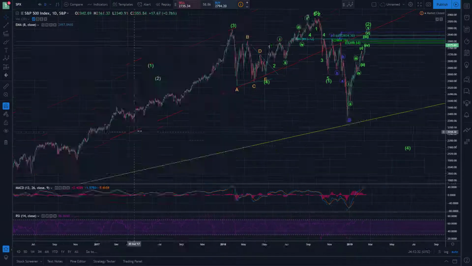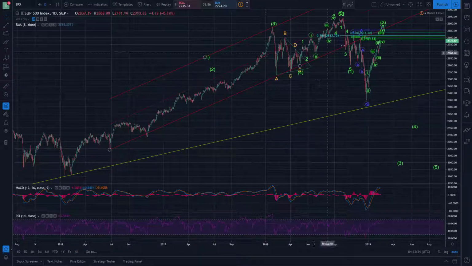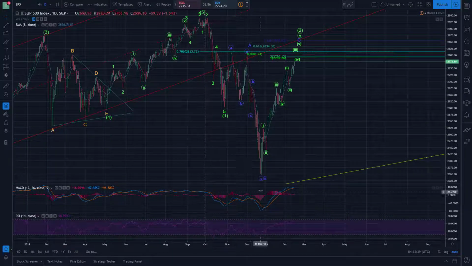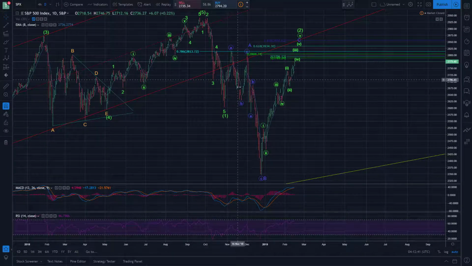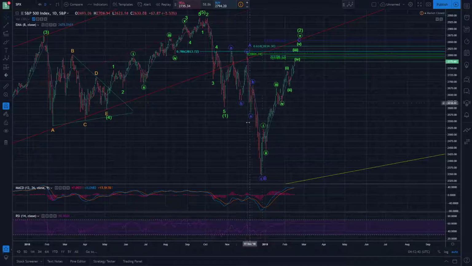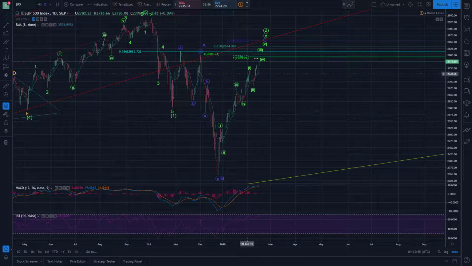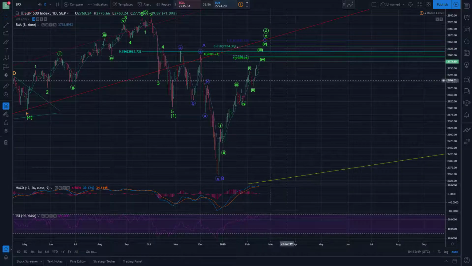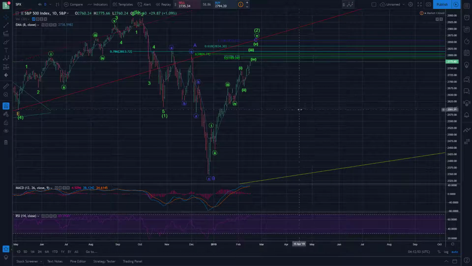And this bottom channel line contained the pullbacks, but then it got broken since September, and then it actually served as resistance on the retest, and we came down. Now maybe coming up one more time to retest this to see if it serves as resistance, which fits perfectly well in this expanded flat wave 2 scenario.